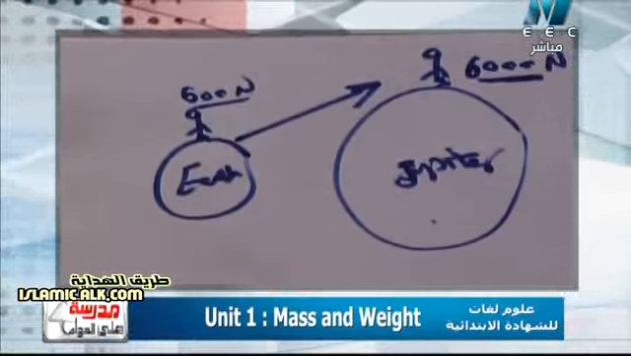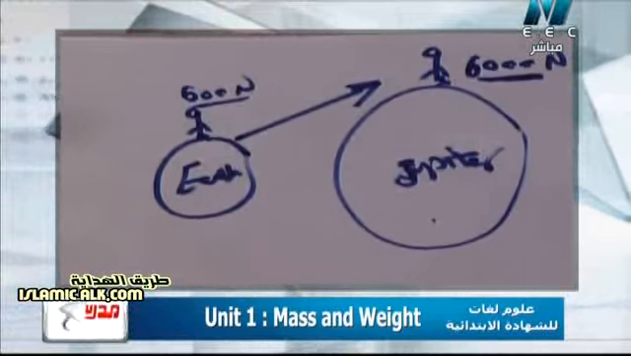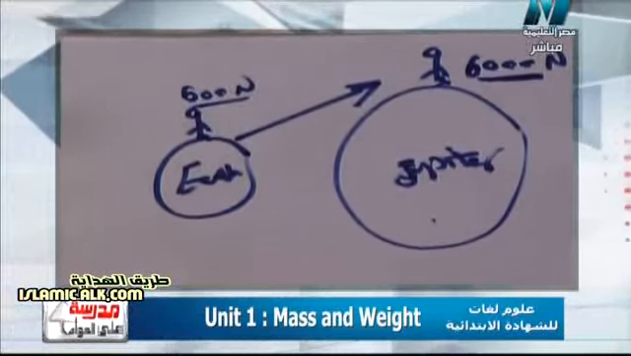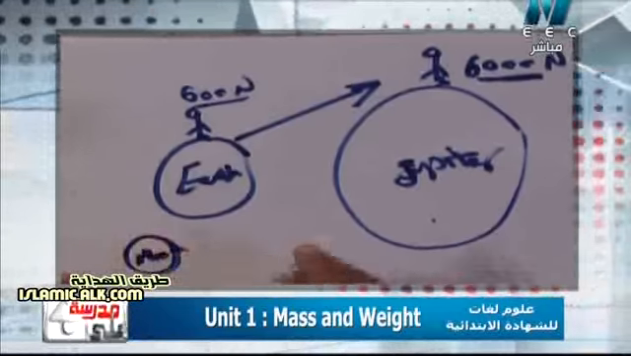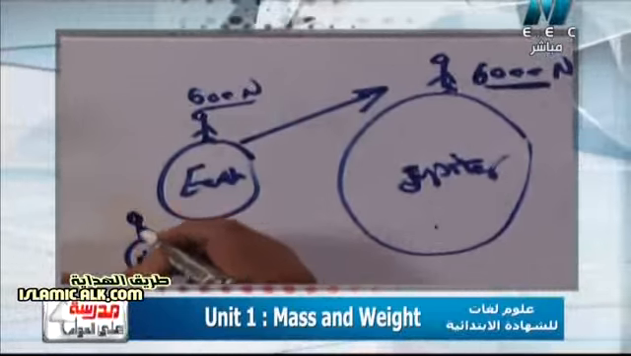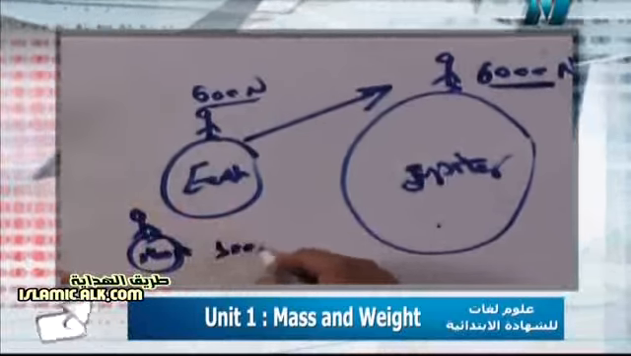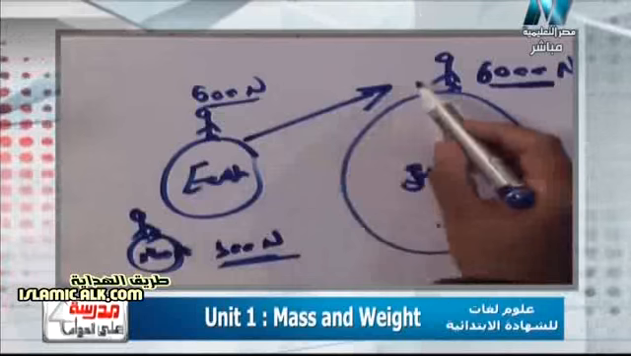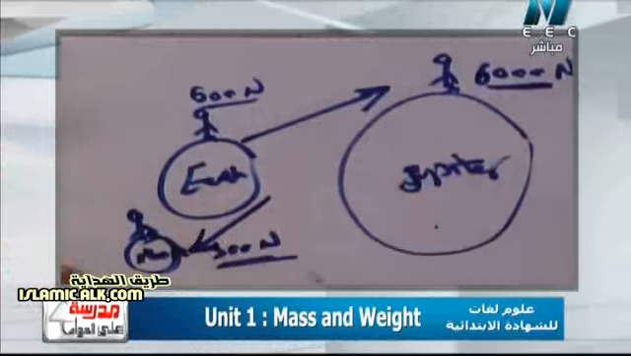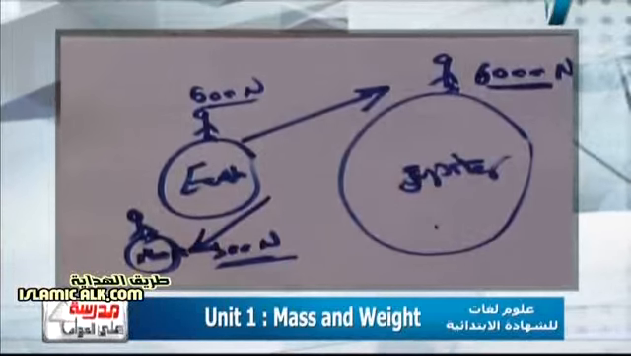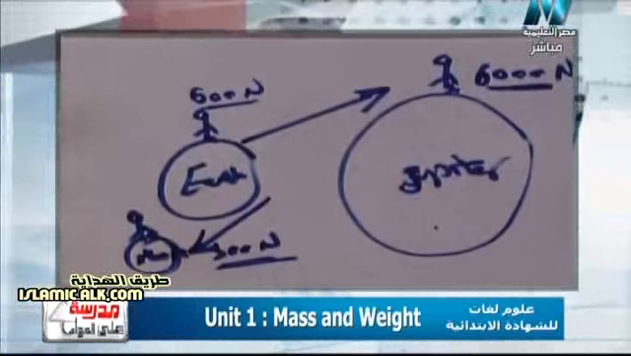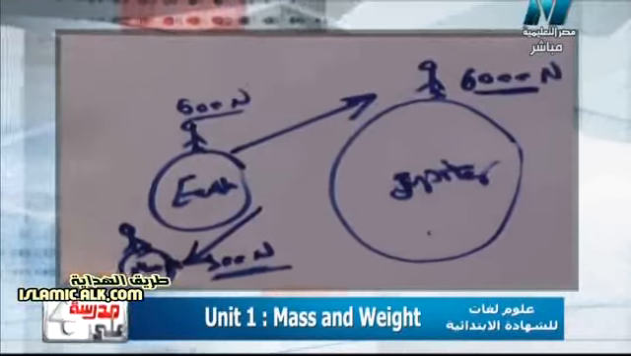So weight increases when we move from Earth to Jupiter and weight decreases when we move from Earth to the moon. Look here, if I draw the moon here, the same person, if he goes to this moon, will be 100 Newton only. So it will increase if I go to Jupiter, and decrease if I go to the moon. Why? Because weight depends on the planet, where when the planet increases in size, the weight increases too. So the relation between them is also a direct relation.